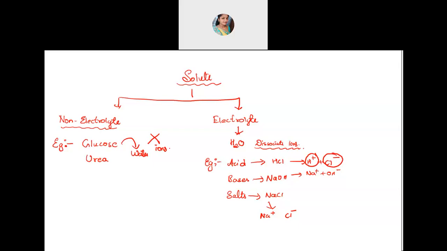So will you get the same answer for the colligative property? The answer will change, correct? No, because the number of particles you are going to get will become 2 now, instead of 1. So then it will give you a different answer. Okay, so then we call them abnormal molar mass.